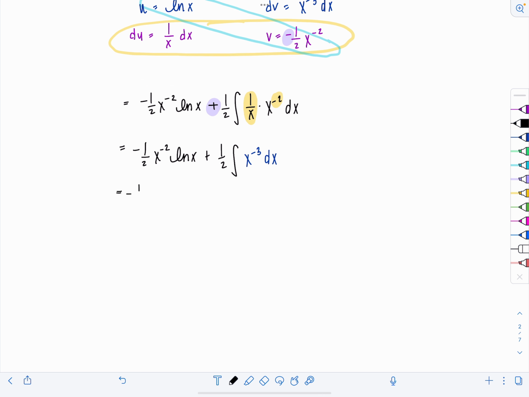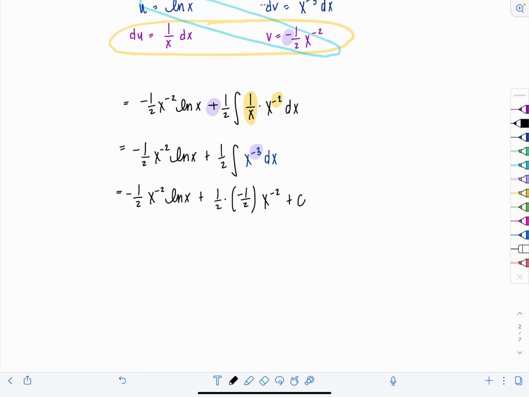So we have negative 1/2 x to the negative second natural log of x plus 1/2 times, if I integrate x to the negative third, we add 1 to the exponent, so it's going to become x to the negative second, and then divide by the new exponent, which is the same as multiplying by negative 1/2. And then don't forget your plus c. Don't forget, don't forget.